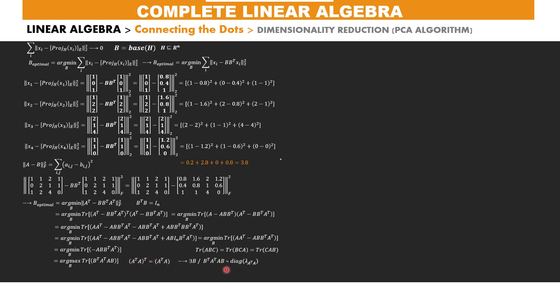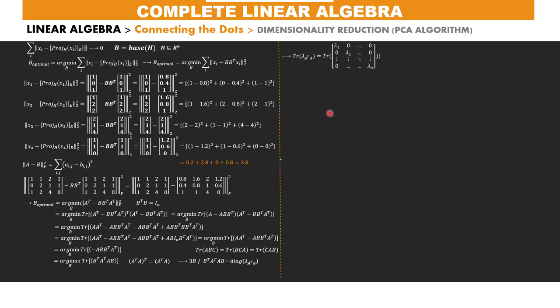Since A transpose A is symmetric, it can be written actually in this form. And note that this B forms an orthonormal set of vectors, that is, columns are orthogonal to each other and have norm of 1. Also note that B is made of the eigenvectors of the matrix A transpose A. Now this B optimal can be written as B optimal equals the argmax B of the trace of the diagonal matrix made of the eigenvalues of A transpose A. So this can be replaced basically with this.